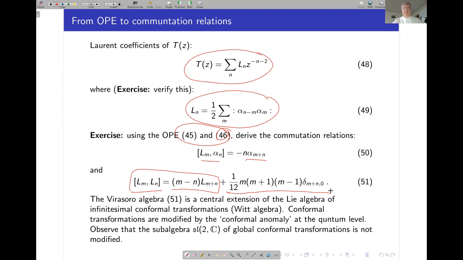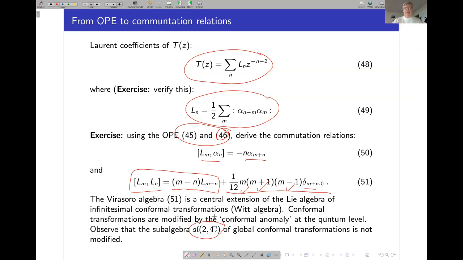It's consistent with the grading. It only appears if m plus n add up to 0. That's consistent with the grading. And the term is absent if we restrict to m equals 0, m equals -1, m equals +1, which is the SL(2,C) subalgebra, which, as we discussed before, is the subalgebra which can be exponentiated to give us finite conformal transformations on the Riemann sphere.